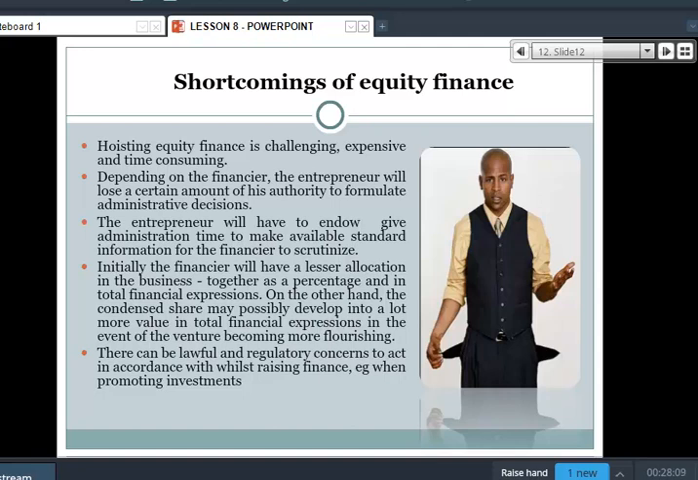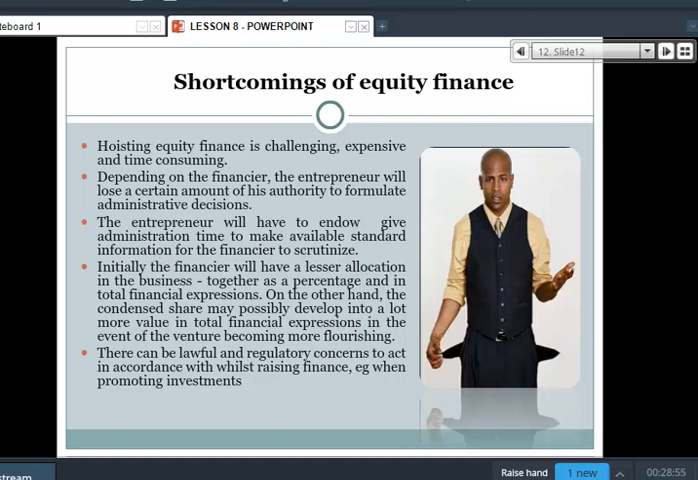Initially, the financer will have a lesser allocation in the business in terms of percentage and total financial expressions. On the other hand, the share may develop into a lot more value in total financial terms if the venture becomes more flourishing. There can also be legal and regulatory concerns when raising finance, for example, when promoting the investments.